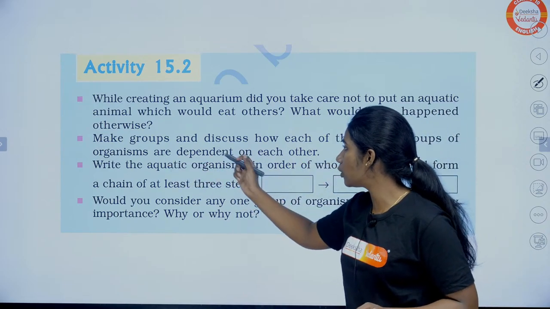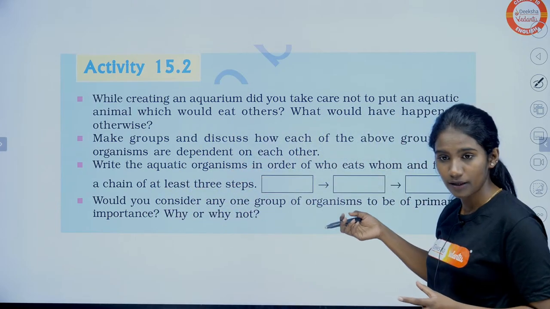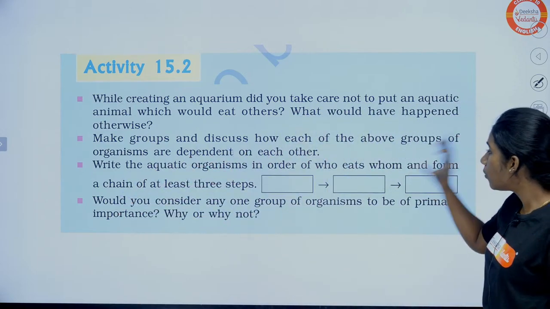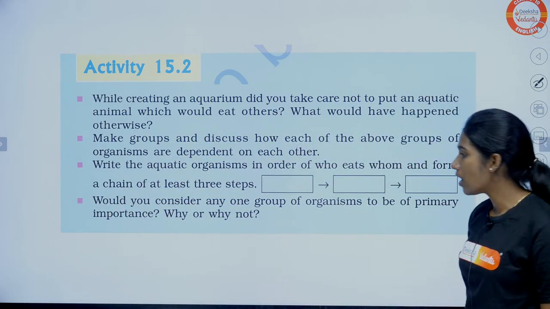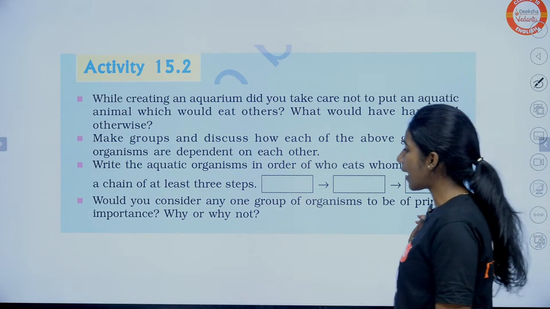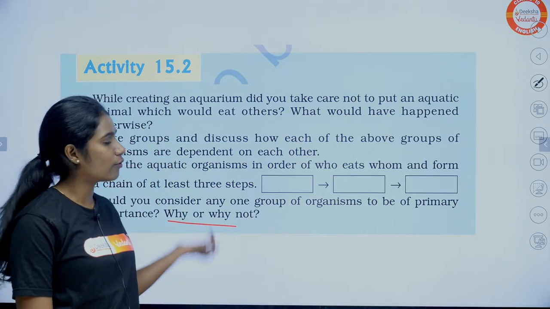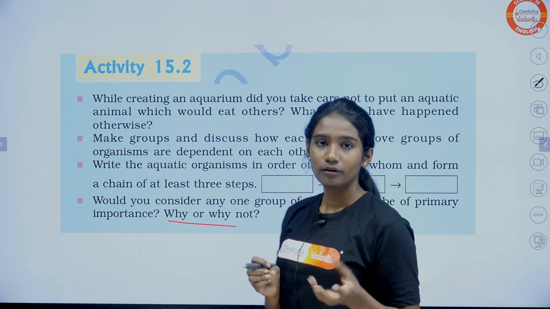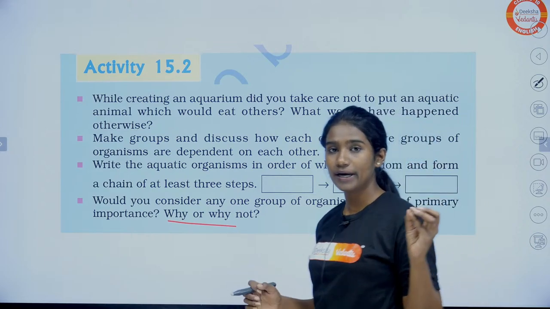Then make groups and discuss how each of the above groups of organisms are dependent on each other, and then write the aquatic organisms in order of who eats whom, and form a chain of at least 3 steps. And then would you consider any one group of organisms to be the most important? Why or why not? These are the questions based on your observation. You would have seen all these. Obviously, when you want your fishes to survive in your aquarium, you will make sure that there are no predators.